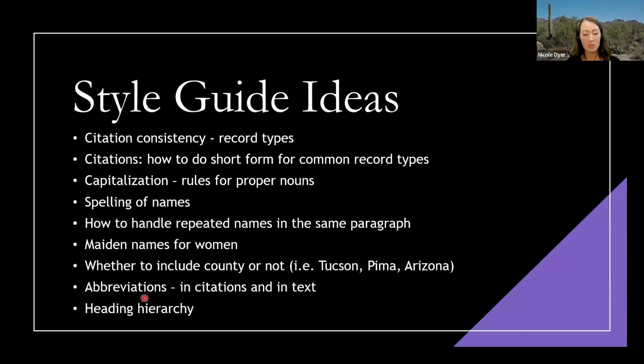And then abbreviations. Will you abbreviate anything in the text? What about in the citations? Will you abbreviate the months in citations or just spell everything all the way out every time? And then for your headings, how will you set up the heading hierarchy? Heading 1, heading 2, heading 3, and what will the formatting be like for all of those?